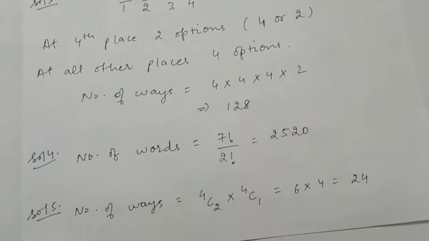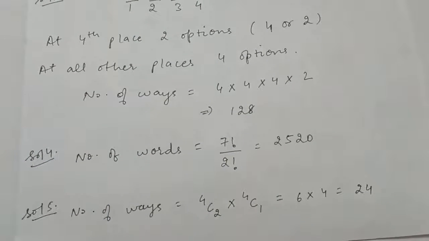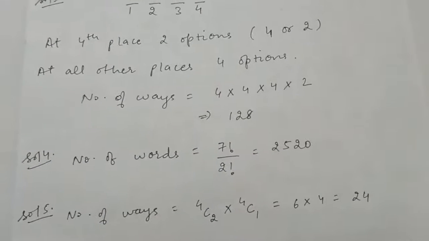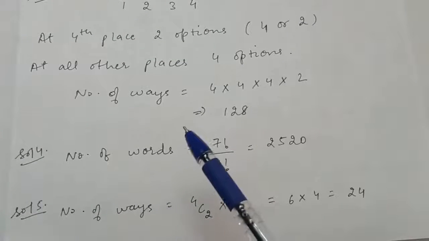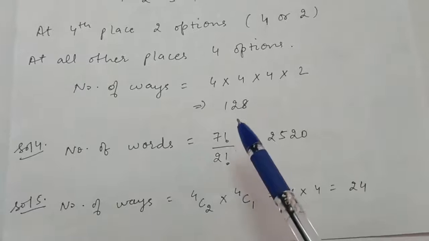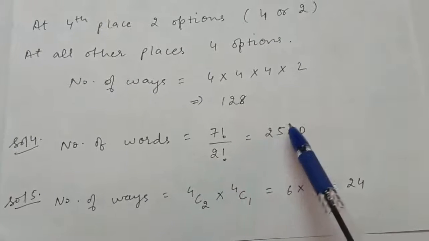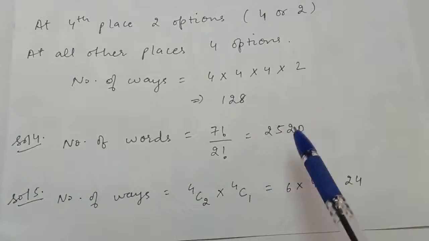Now the next question number 4th is, how many words can be formed from the letters of the word squares? So this word squares contains 7 letters, which can be arranged in 7 factorial, but because S is repeating twice, so we will divide it by 2 factorial. So you will get this as the answer, right?